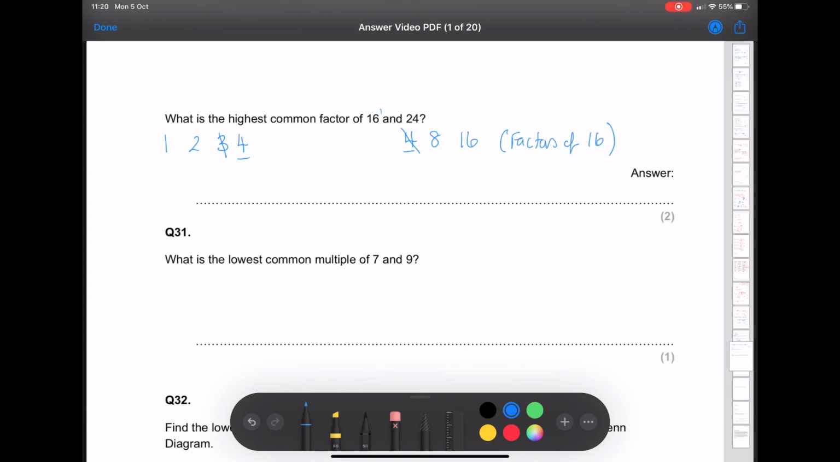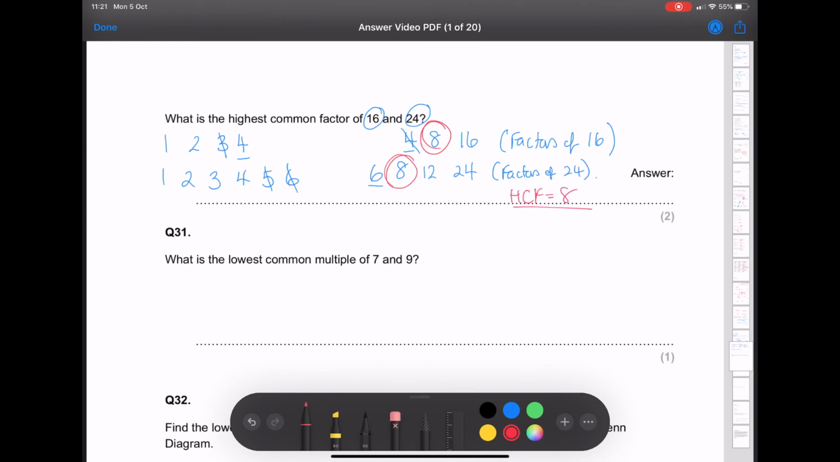And then we'll do the factors of 24. 1 goes into 24, so 1 times 24. 2 times 12 is 24. Does 3 go into 24? Yes, 3 times 8 is 24. Does 4 go into 24? Yes, 4 times 6 is 24. Does 5 go into 24? No. Does 6 go into 24? Yes, but we've already got it. So there are all your factors of 24. Your highest common factor is the number in both lists that is the highest, and we have 8.